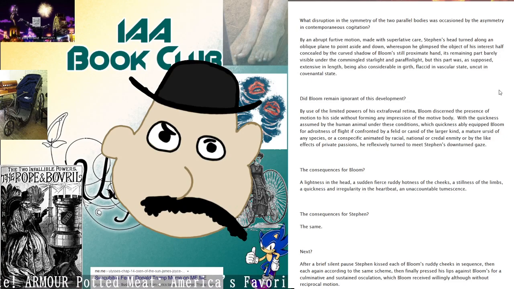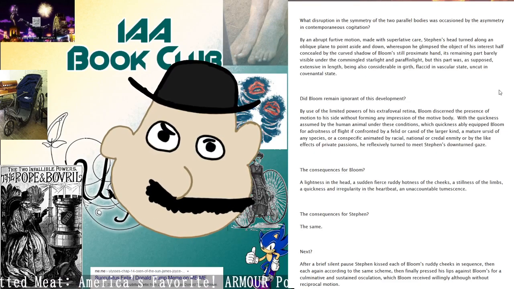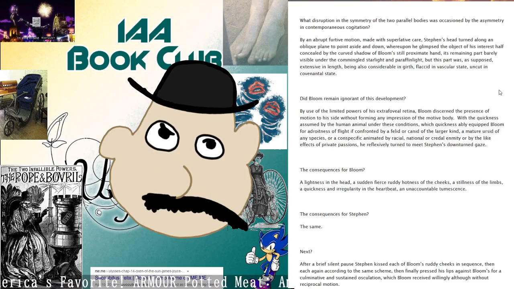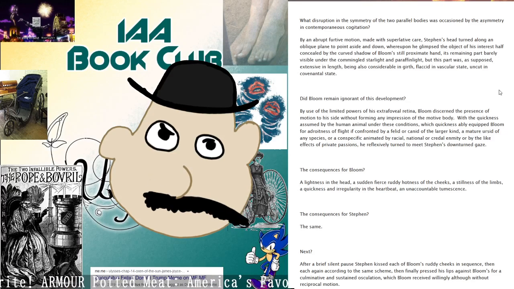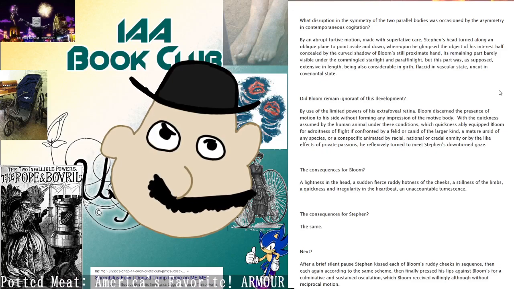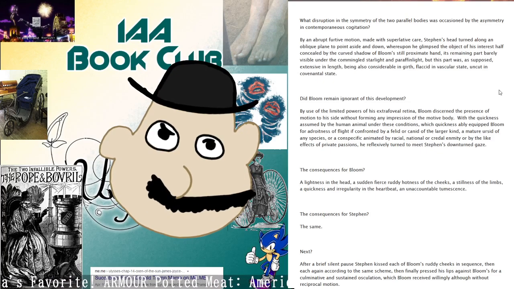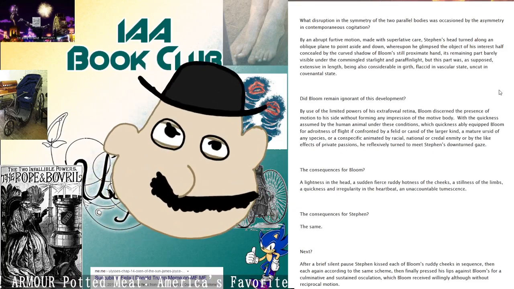Stephen's peeking a glimpse. Did Bloom remain ignorant of this development? By use of the limited powers of his extrafoveal retina, Bloom discerned the presence of motion to his side without forming any impression of the motive body. With the quickness assumed by the human animal under these conditions, which quickness ably equipped Bloom for adroitness of flight, if confronted by a felid or canid of the larger kind. I can't fucking do this, man! This sounds so much like Joyce, I'm going insane!